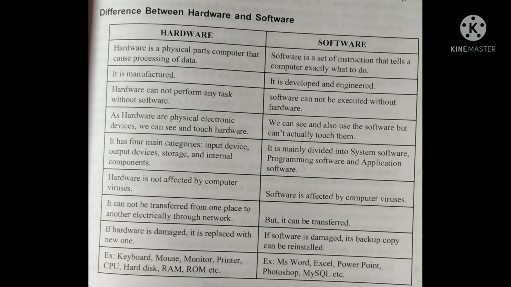Hardware is the physical parts of a computer that cause processing of data. Software is a set of instructions that tells a computer exactly what to do. Hardware is manufactured. Software is developed and engineered.